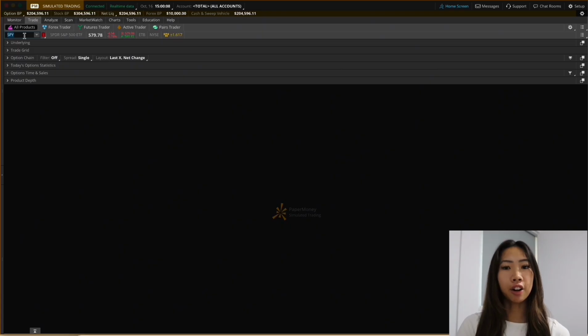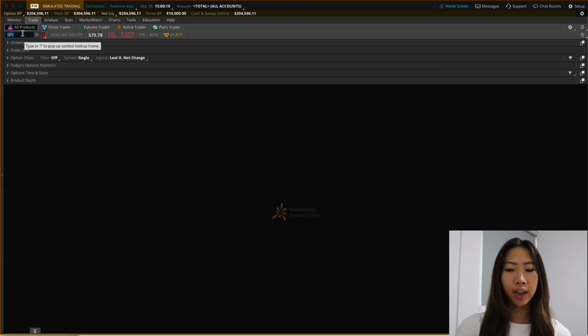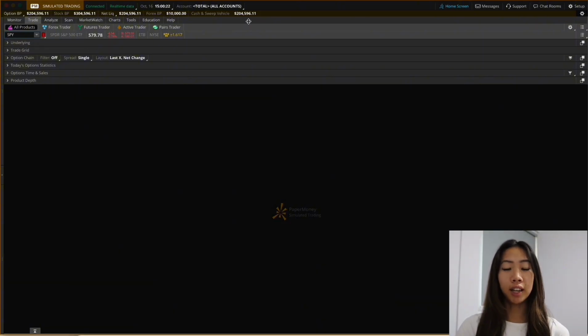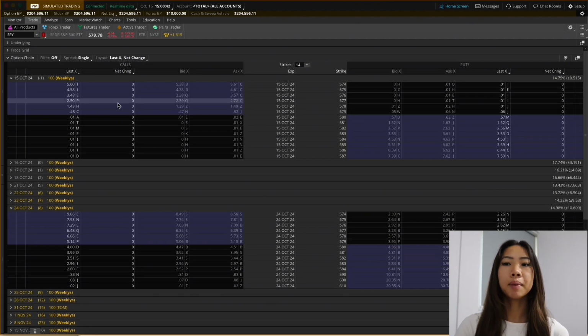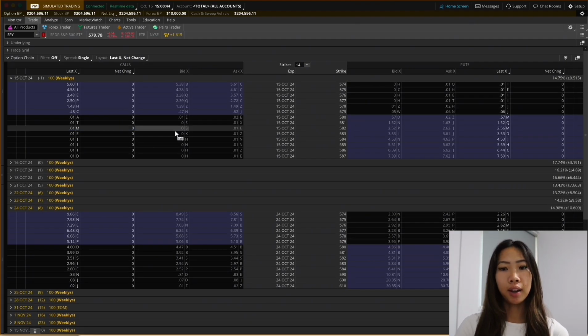So let's just type in a ticker. I'm going to keep it at SPY. You just type the ticker that you want right here and then you press enter. So nothing really else to do. What you want to click on from here is going to be this option chain button. Click that, and this is the page that I originally showed.